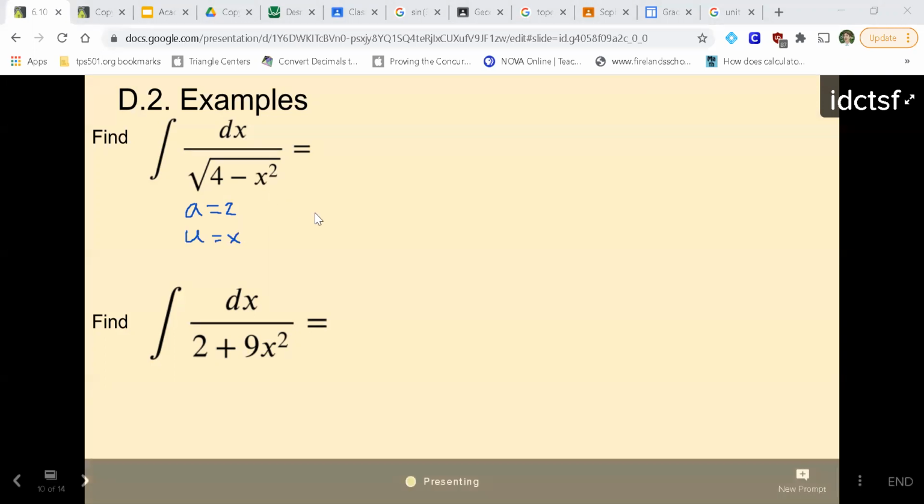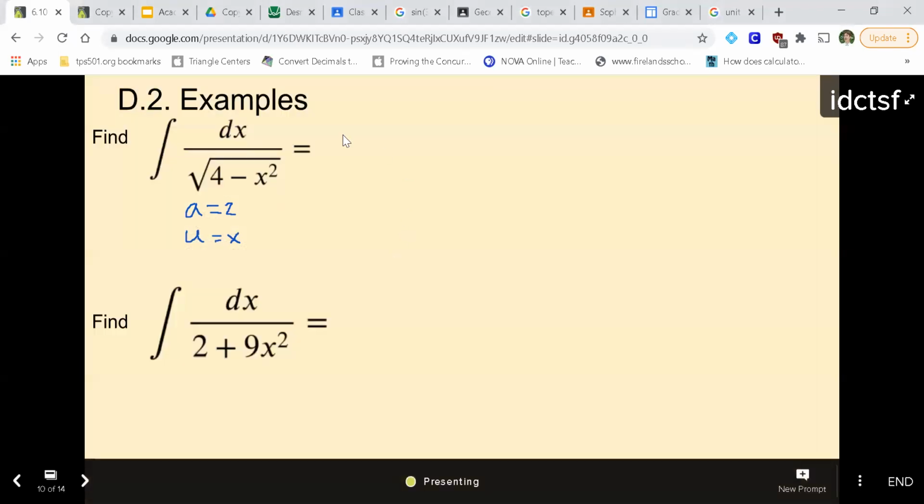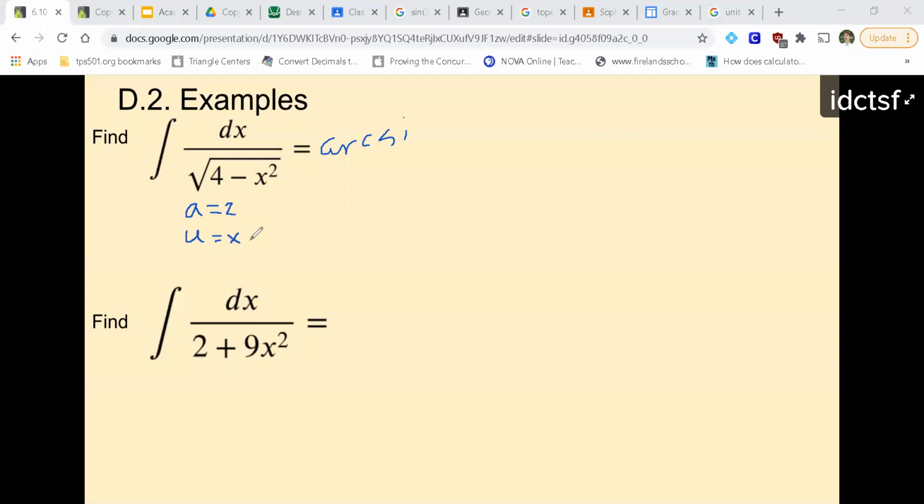So then if we use our formula, the integral of that is going to be the arcsine of u over a plus c. And again, for our problem, a is 2 and u is x. And that's it.